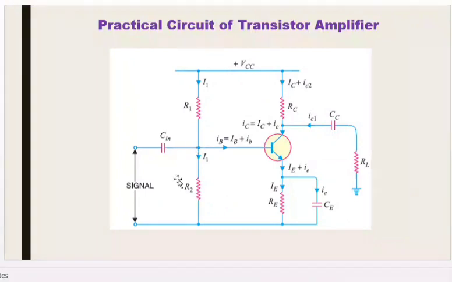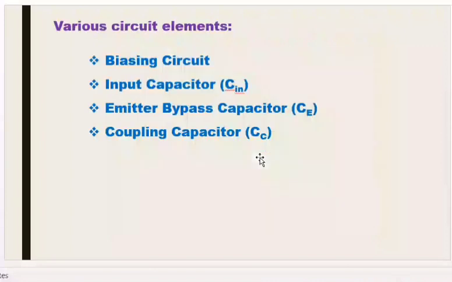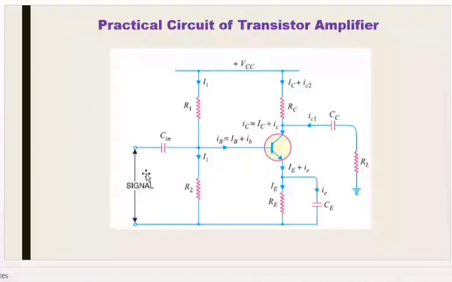So to avoid the voltage drop, we are using a capacitor. This capacitor will isolate the signal from R2 and give it as the input signal to the base terminal. Is this clear, students, why we are using C-in, that is the input capacitor? This is the reason. Is it clear?